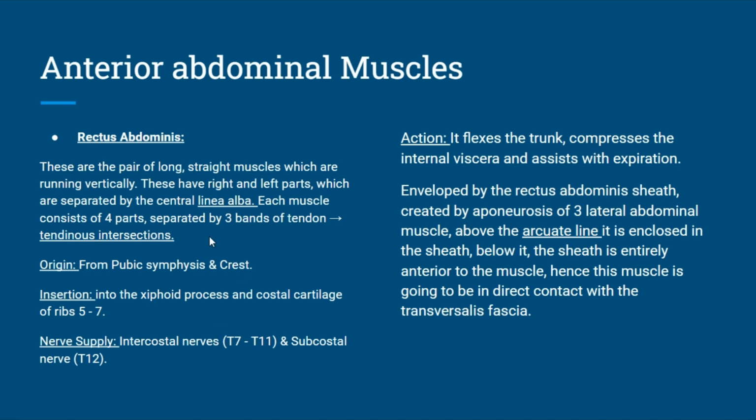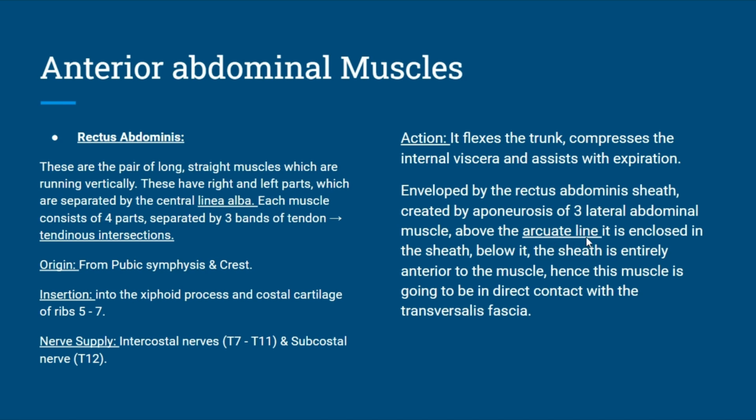So, the rectus abdominis muscle has a sheath, which is called the rectus sheath, which is created by the aponeurosis, or tendon-like structures, of the three lateral abdominal muscles, which are the internal oblique, external oblique, and the transversus abdominis. So these actually cover the rectus abdominis muscle.